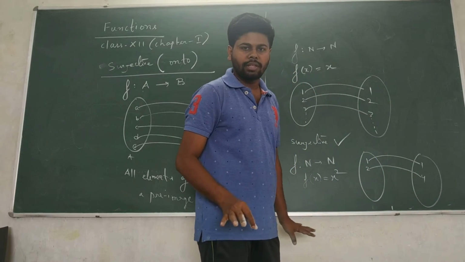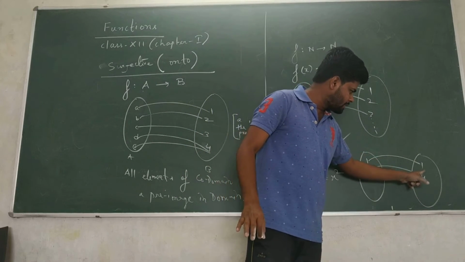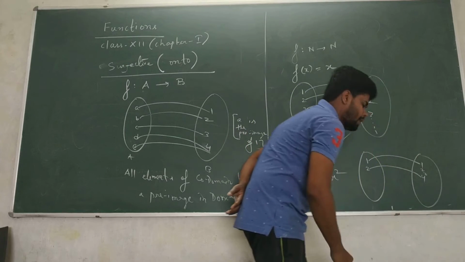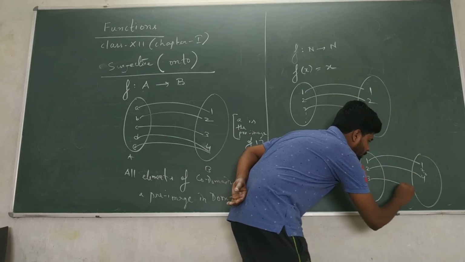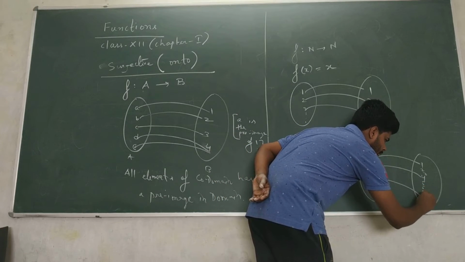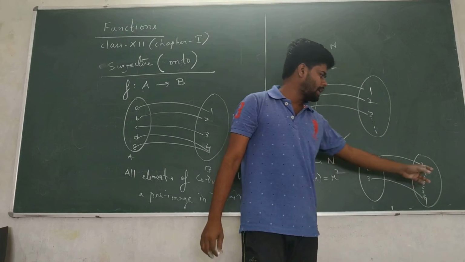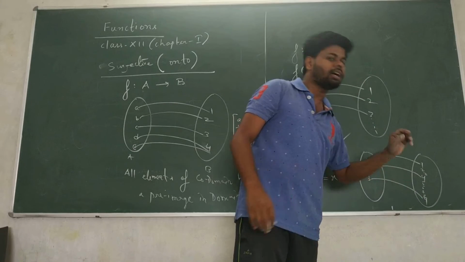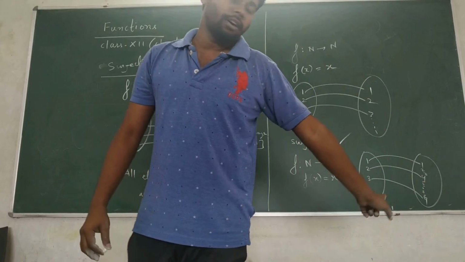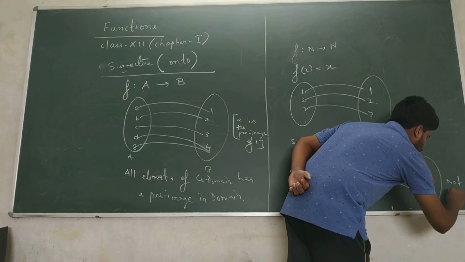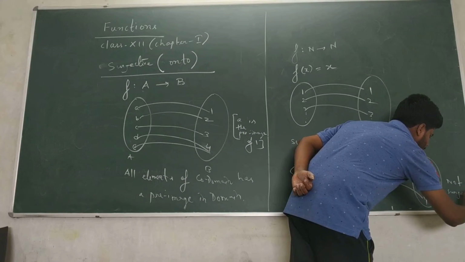Now have you seen one thing? 2 and 3 are left out here. Yes or no? Yes, 2 and 3. Again 3 is going directly to 9. What about 5, 6, 7, 8? You can see many elements are left out in the codomain which have no pre-image in the domain set. Means this function is not surjective. You will say it is not surjective.